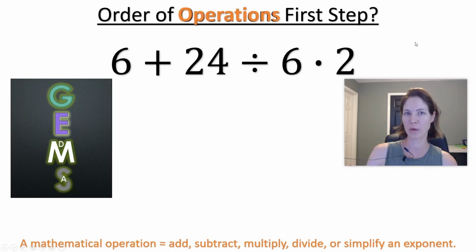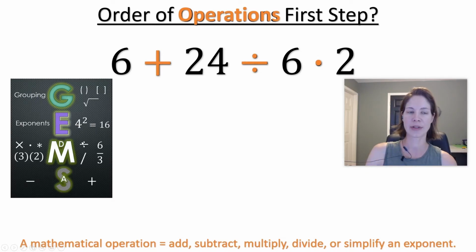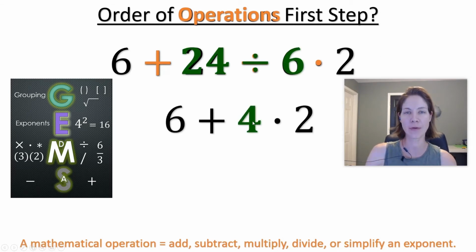What about this one? Which operation should we do first? Well, we have addition, division, or multiplication. So if we look at G.E.M.S, there's no grouping, there's no exponents, and we have multiplication or division from left to right. So even though multiplication over here is on the left and division is on the right, we still have to look at this reading from left to right. What happens first? Well, division happens before multiplication from left to right, so we have to divide before we multiply. 24 divided by 6 is 4, and that would be our first step in simplifying.